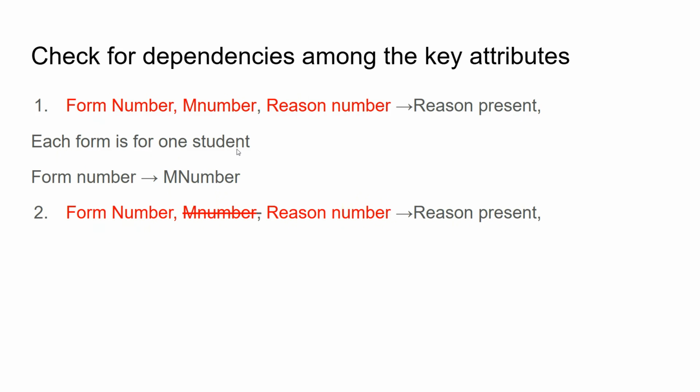So each form is for one student. So given a form number, we can find out what the M number is. So there is a dependency of form number and M number. Okay. So this dependency can be represented as a relation like this: form number determines M number. So once we figure this out, we can go ahead and strike out M number from here, and what we end up with is form number and reason number tells you whether the reason present or not, true or false. Okay, so this part, there is no partial dependency. For reason present value, we need to know both the form number and the reason number. Only then we can tell whether it's true or false. So there is no further decomposition possible.